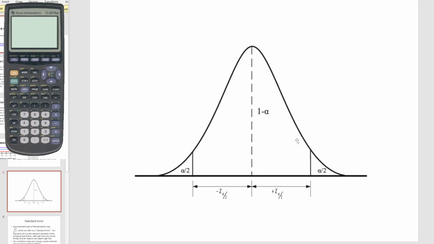And you see, whenever we have an area of 1 minus alpha here in the middle, this leaves tails of alpha over 2 on either end.